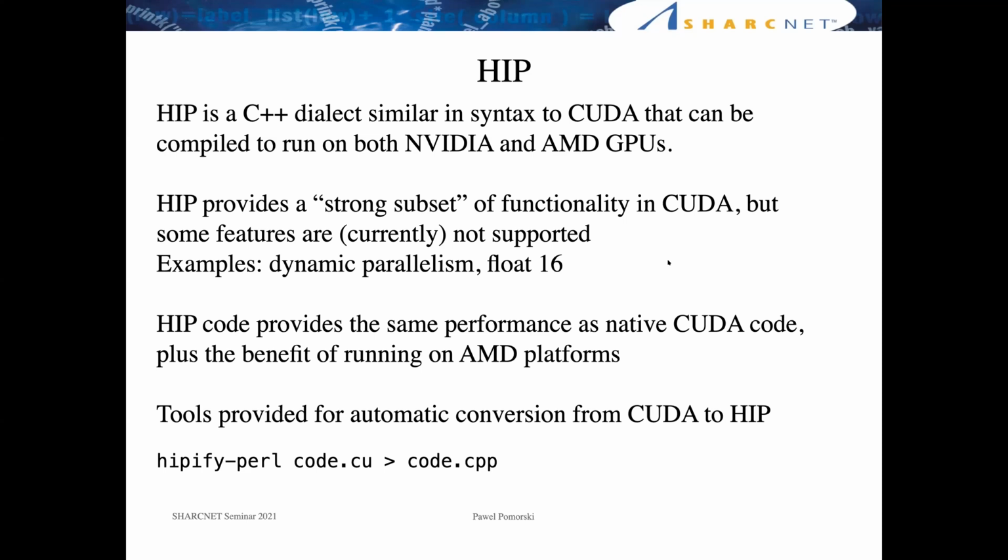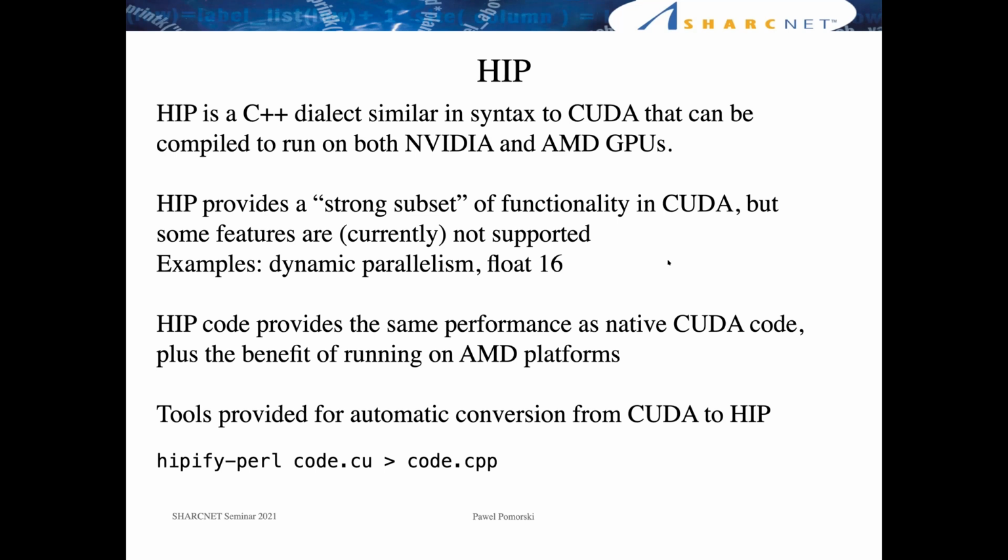But at the same time, most CUDA codes don't rely on these advanced features. So for most CUDA codes, this strong subset idea will work, and you will be able to convert your CUDA code into HIP code. And HIP code provides the same performance as native CUDA code. So basically HIP is CUDA, just with different syntax. That's one way you should think about this. But it also provides the benefit of running on AMD platforms.